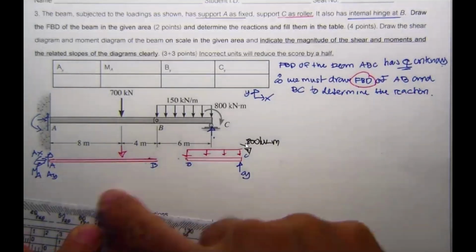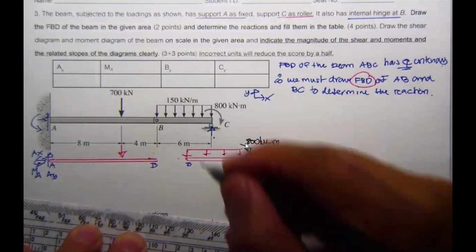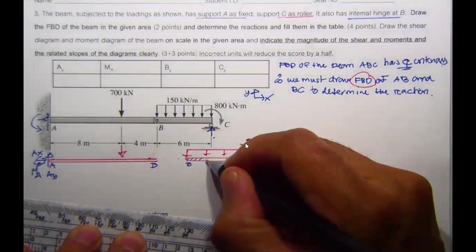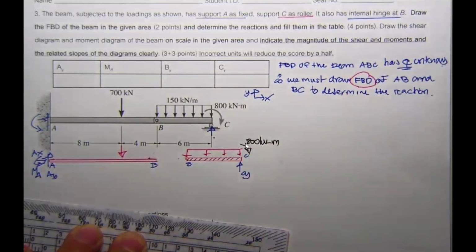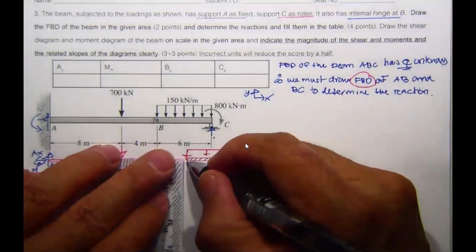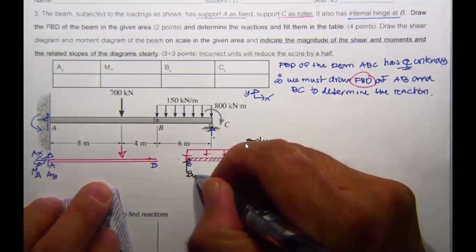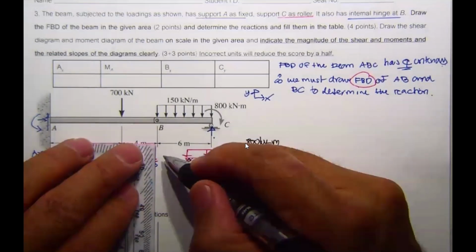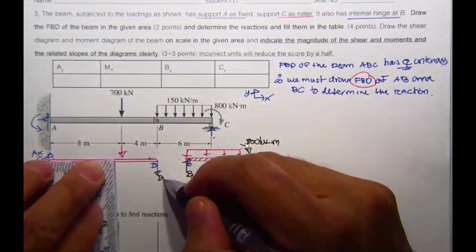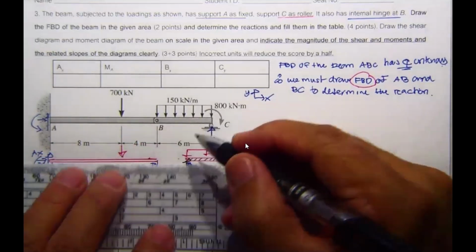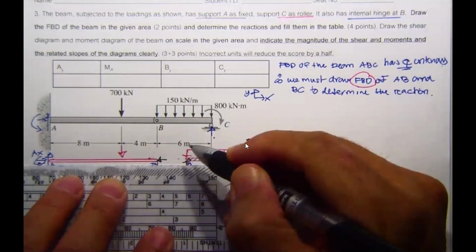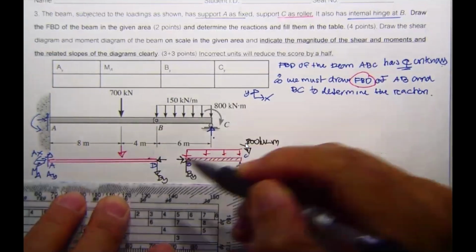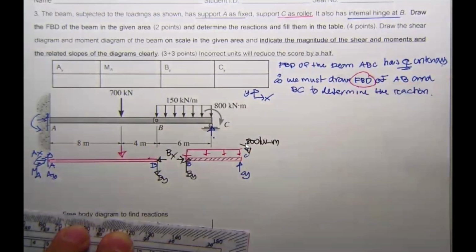Which one is going to be the starting point for me? This one is less complex compared to AB. If I consider this one, we may assume the reaction over here, B sub Y, should be upward. Since B sub Y is upward, this one should be B sub Y downward. For the horizontal force, this one points in. By Newton's third law, this one is going to be B sub X.